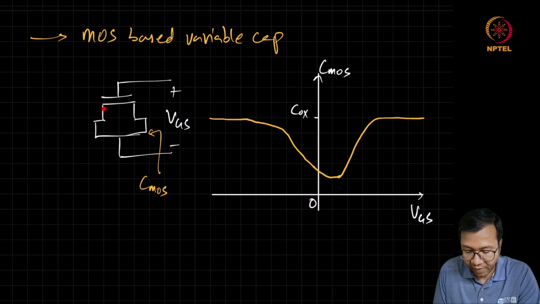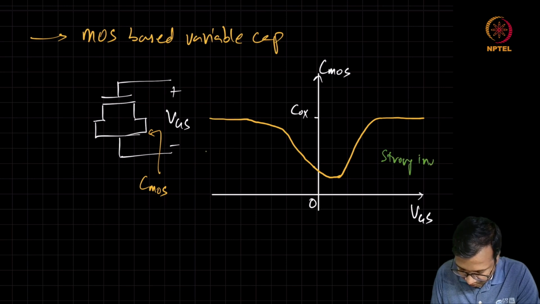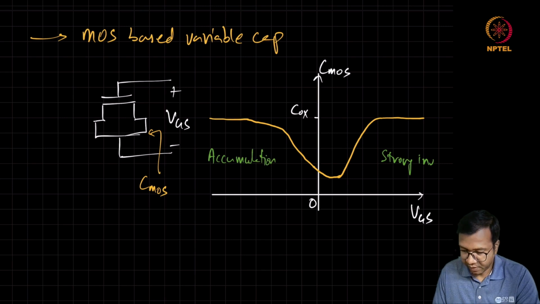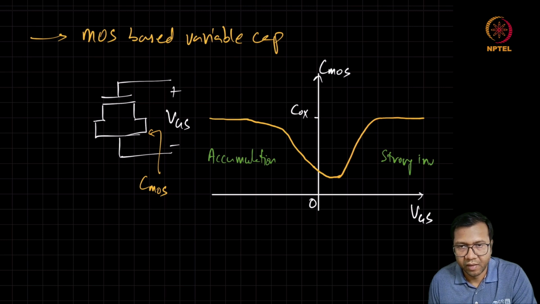So now instead of having electrons in the channel, in the accumulation region, we are going to have holes. So holes are going to make the region between the source and drain highly conductive, so that the effective capacitance is only the oxide capacitance. So here we are in strong inversion. Here we are in accumulation. Now we can see that we can get this kind of voltage dependent capacitance using a MOSFET.